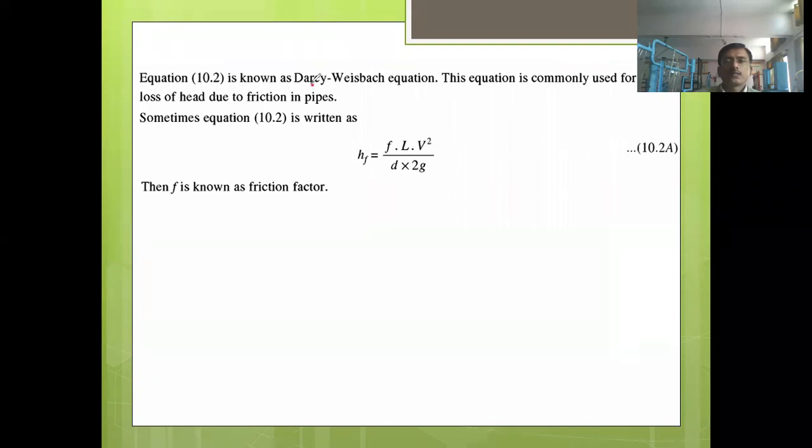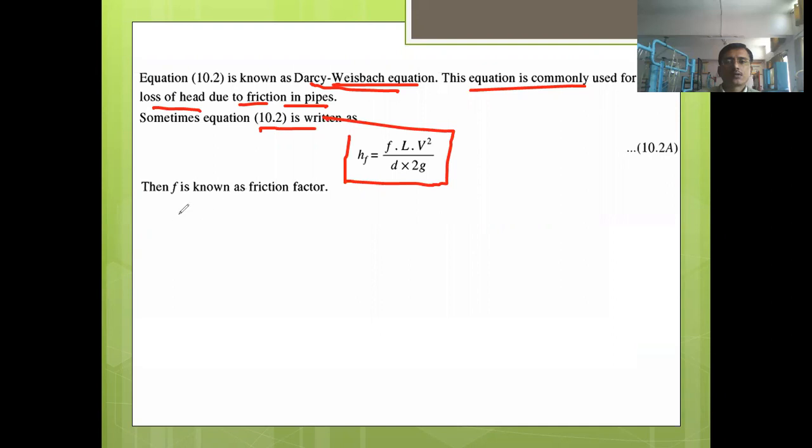Above equation is called the Darcy-Weisbach equation. Write down there: above equation is called the Darcy-Weisbach equation. This equation is commonly used for finding the loss of head due to friction in the pipe. Sometimes the above equation can be written like this, where F is known as the friction factor.